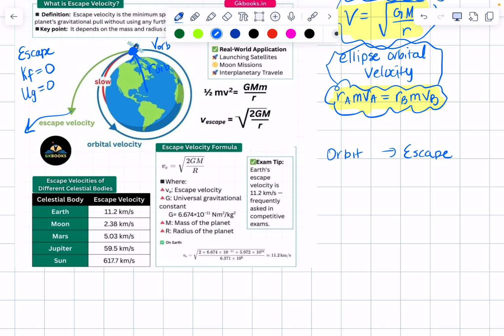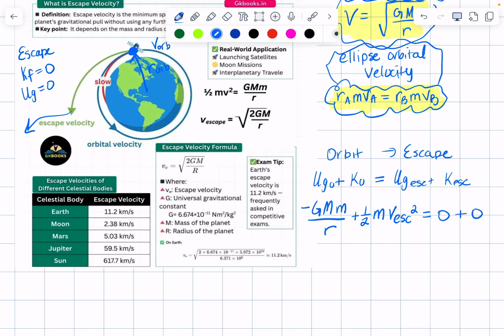So what are we doing? The gravitational energy in the orbit plus the kinetic energy in the orbit is equal to the gravitational energy at escape plus the kinetic energy at escape. The gravitational energy in the orbit is negative G times the mass of the planet times the mass of the spaceship divided by r, plus the kinetic energy, which is 1/2 times the mass of the rocket times V escape squared. But the escape terms are both 0.